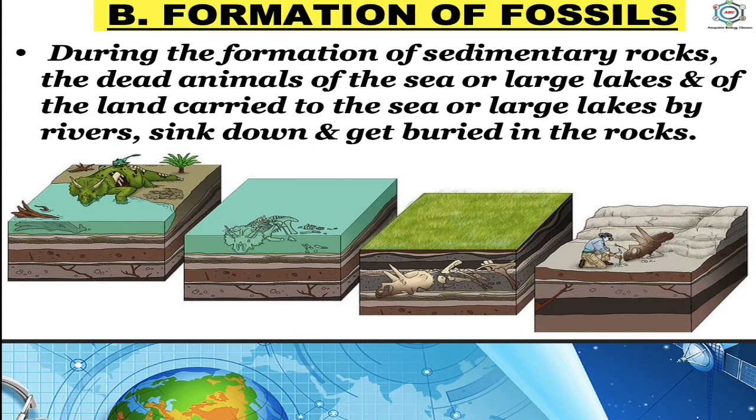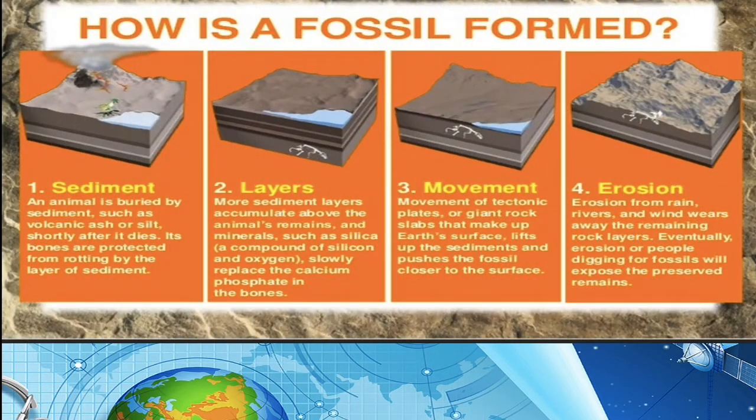Geological upheavals had raised many of the stratified rocks above the surface of the sea, thus bringing their preserved life of fossils within human reach. Land animals have been found preserved in amber, asphalt, ice, volcanic ash, peat bogs, storm dust, and even in sand dunes. So, how is a fossil formed? In the formation of a fossil, the first process is sediment, then layer formation. After this movement, and the last is erosion. So, this is the way of fossil formation.